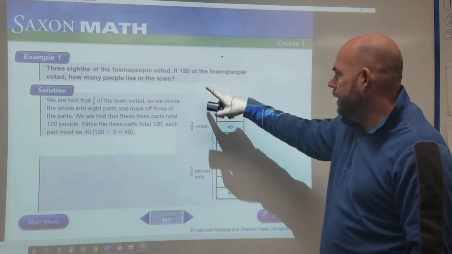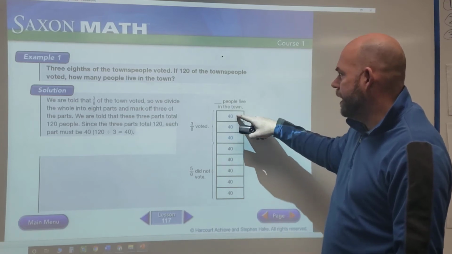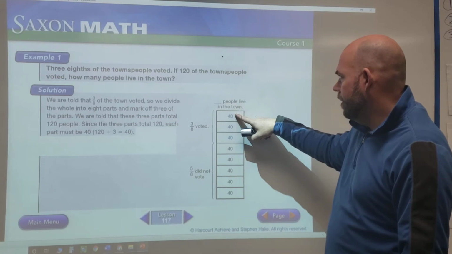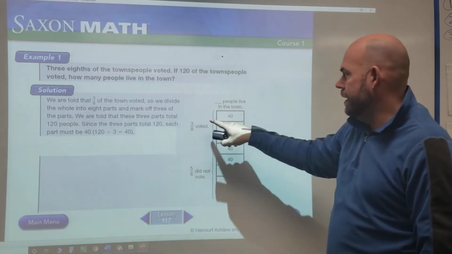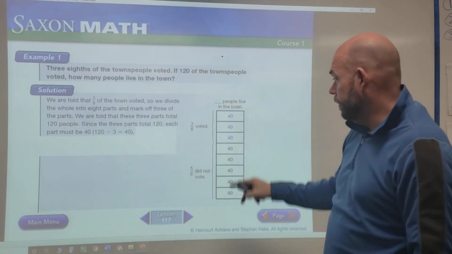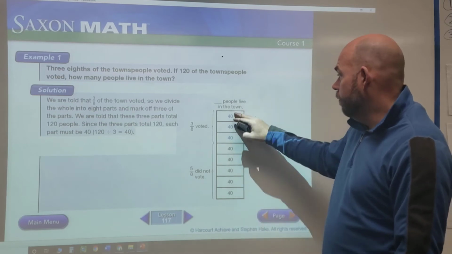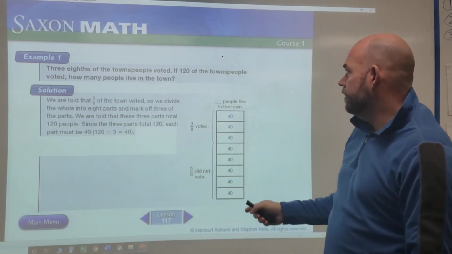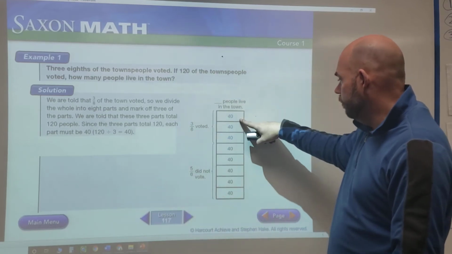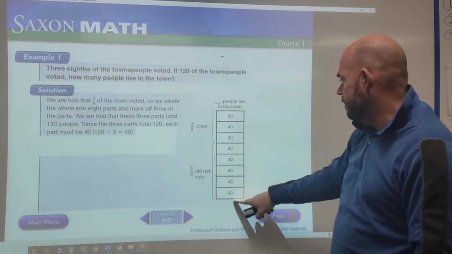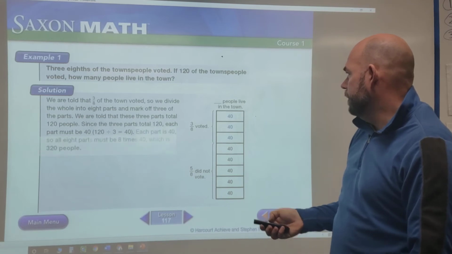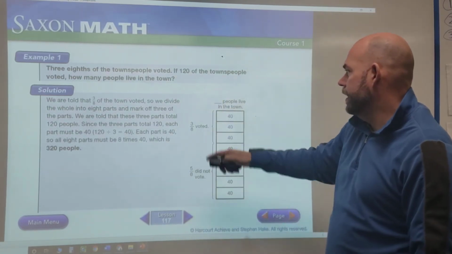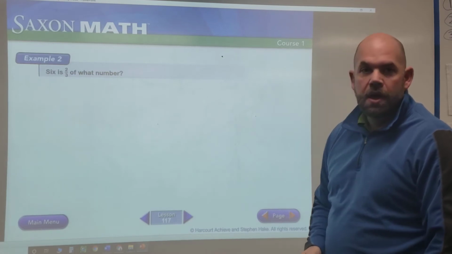Of the 120, if that represents 3/8, then we can put that into 3 parts, divide 120 by 3, and that means each part is going to be 40. Now we can just extend that out. 40 times 3 is 120, so we know that it checks out. Now we can look at how many people total. We just add that up, and we have 40 times 8, which is 320 people. Okay, so then we can fill that in up here, 320 people.